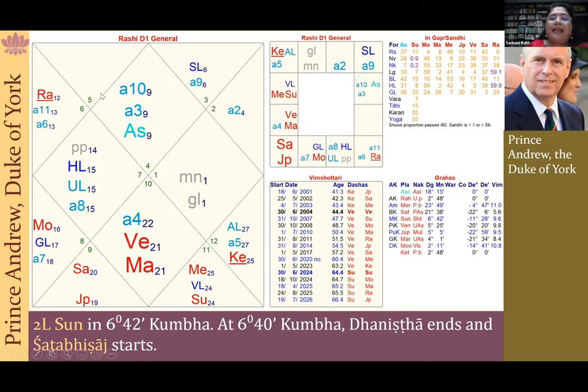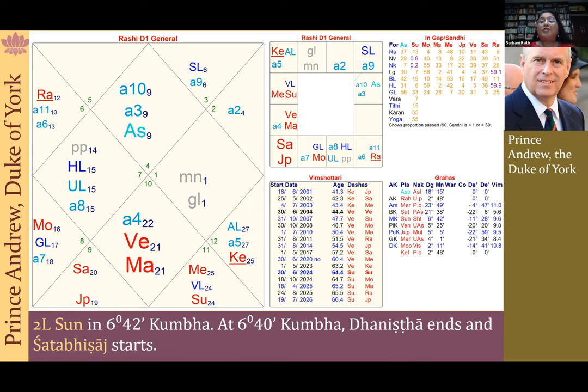So what is getting destroyed over here is Surya. So basically, the second lord's sun is in 6 degrees, 42 minutes, Kumbha. Now look at this, exactly in 2 minutes, in 6 degrees, 40 minutes, Dhanishta ends and Shatabhishad starts, right? It almost feels they are really the same nakshatra. I mean, 2 minutes is really nothing. So when Dhanishta is ending and Shatabhishad is starting, he's really in the border of Dhanishta and Shatabhishad. That is the second Lord Sun.